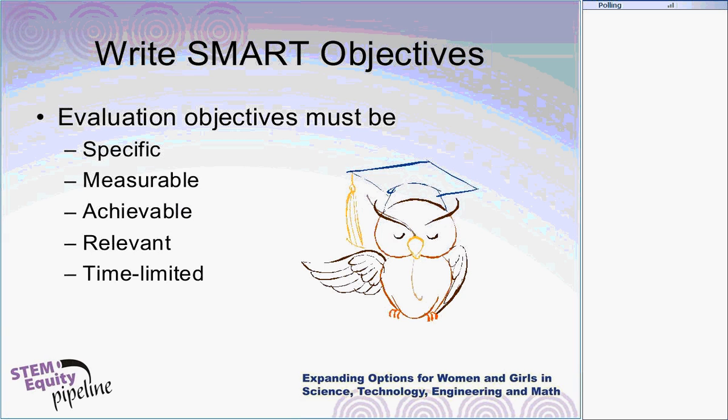Remember again to write SMART objectives. They should be specific. They should be measurable, which usually means a number in there of some kind. Of course, achievable, which means realistic. They need to be relevant to the activity that you're doing. Don't try to measure something that is not relevant to the implementation that you're attempting to apply, and that they're time limited. In other words, that there's some date upon which you expect that outcome or process to occur.